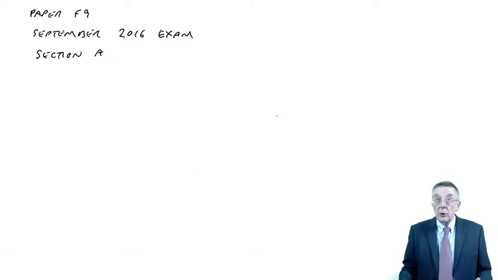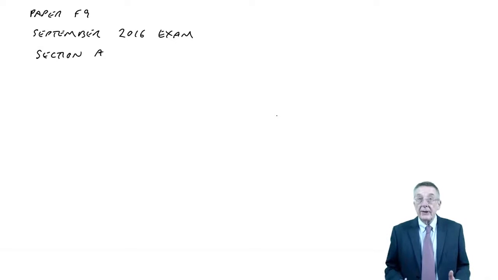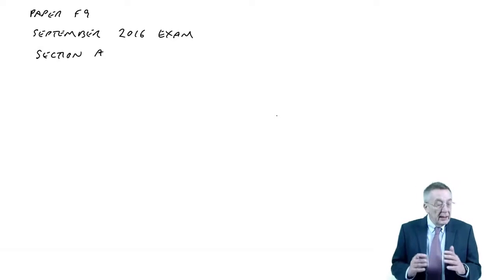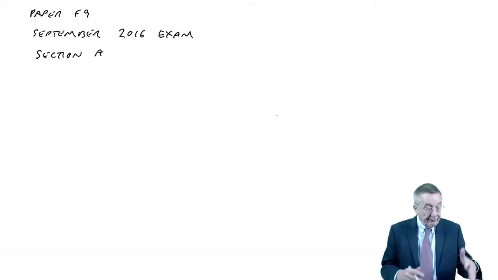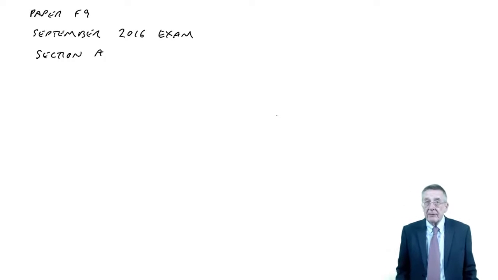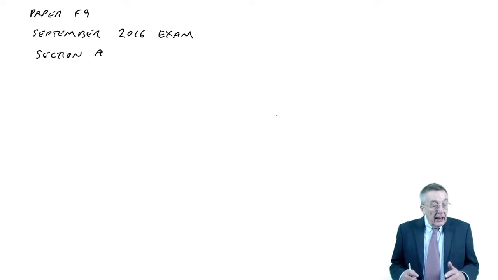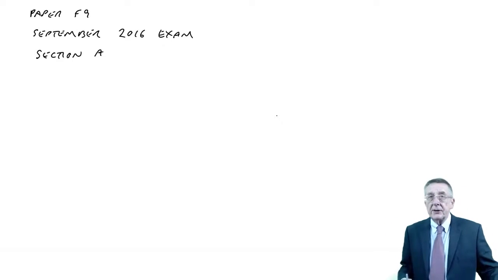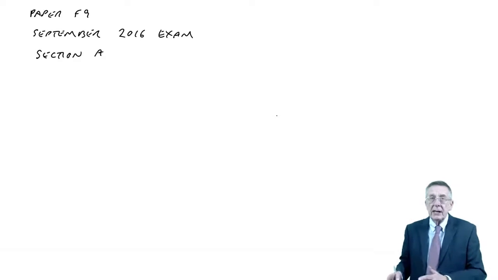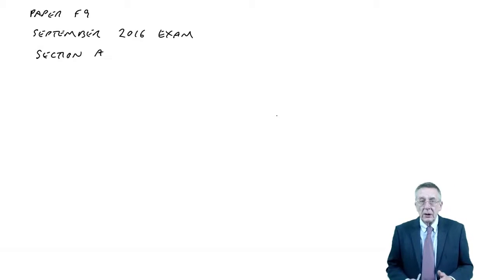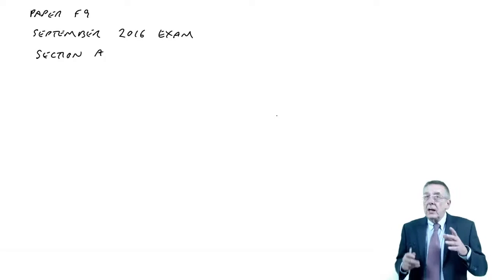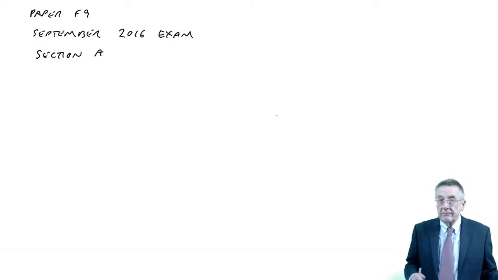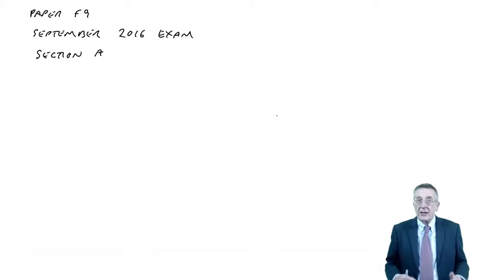I'm going to work through Section A of the September 2016 Paper F9 exam. So make sure you've downloaded the questions and you've got them in front of you. And a couple of things before I start. First of all, I will split it into 3 lectures. I'll do 5 each time so that it doesn't get too long. But also 3 general points about Section A, your approach to it, to make sure you've got the best chance of passing.